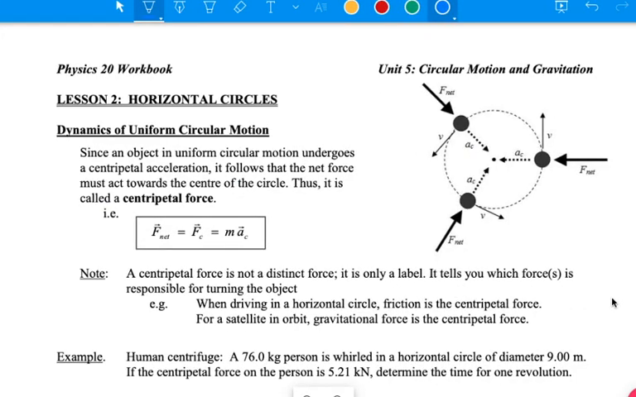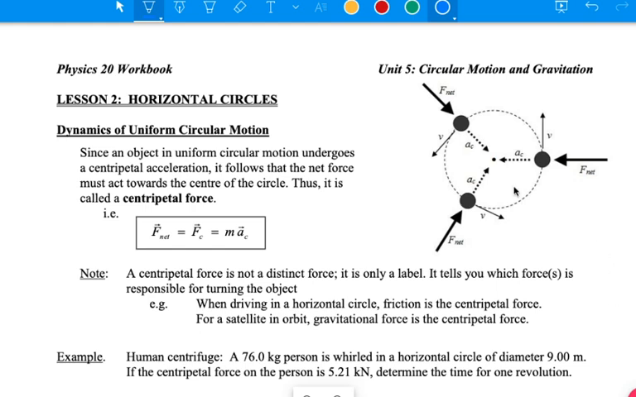Hey class, here we are with lesson 2 of unit 5. We're now getting into the dynamics of uniform circular motion. So if you missed our first lesson on kinematics, I recommend you go back and look at that, as it's all built on top of each other.